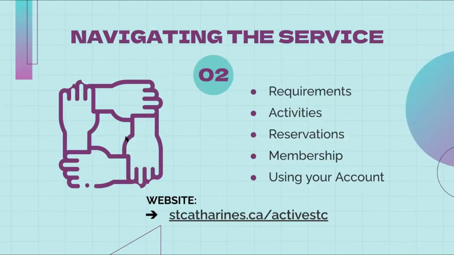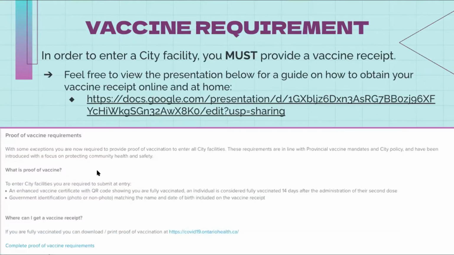All right. Section 2, navigating the service. The portal offers requirements, activities, reservations, membership, and using your account. So those are the categories that you'll find on the online portal. First one, vaccine requirement. As we all know, we're in the middle of a pandemic. So in order to enter a city facility, you must provide a vaccine receipt. It's pretty much your standard vaccine requirements.